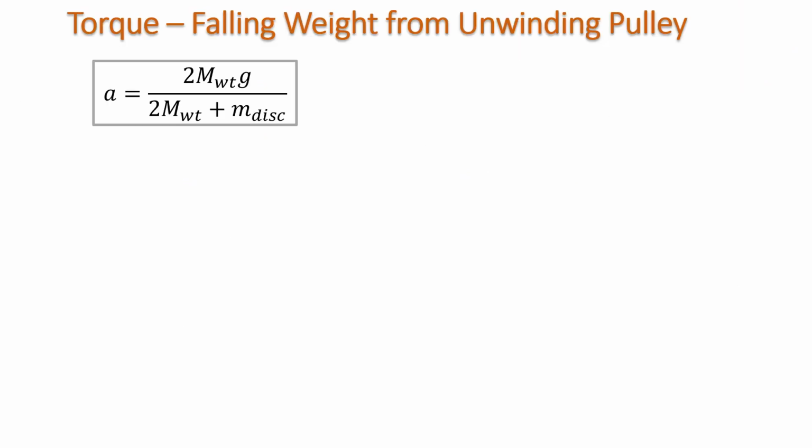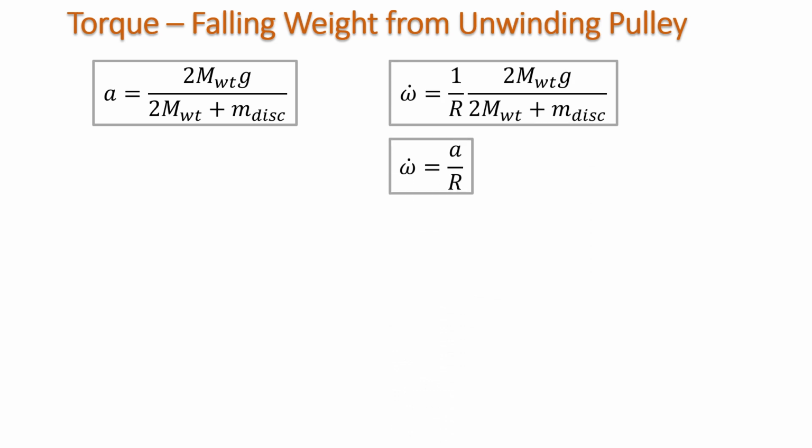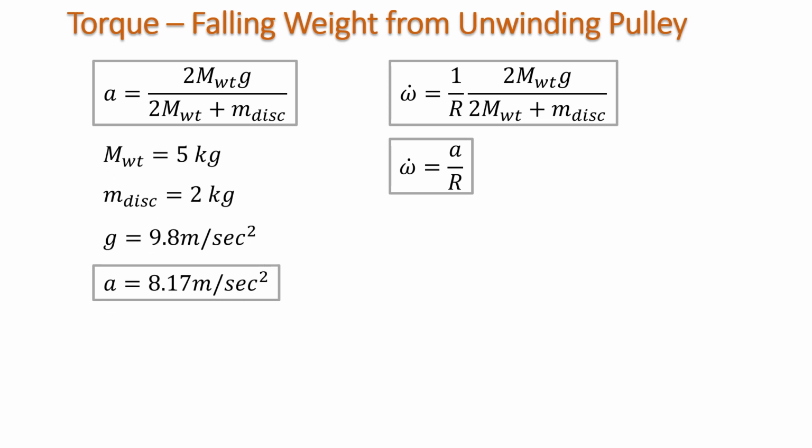We finally get the answer for acceleration. In case angular acceleration is asked, it is simply acceleration divided by radius. We substitute the values of mass and gravitational acceleration and get the values of acceleration.